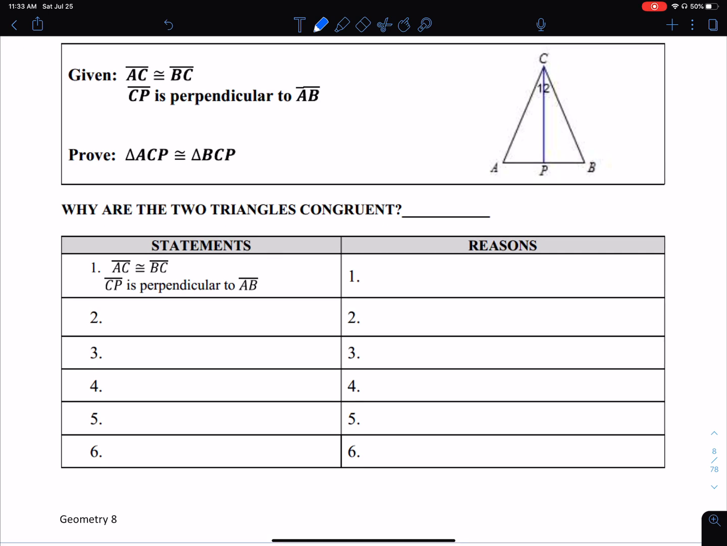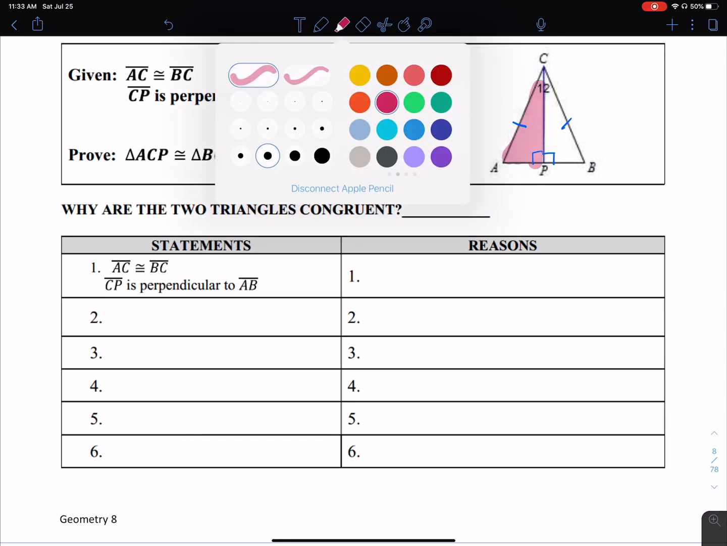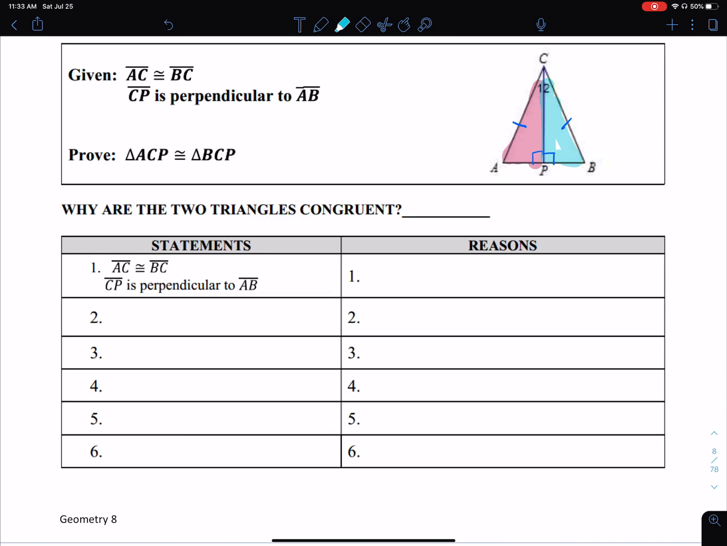All right, let's see if we can butcher this next one. Given segment AC is congruent to segment BC. The picture does not show that, so we are going to mark it. Next, we have segment CP is perpendicular to segment AB. Picture does not show that. We're going to mark it. We're trying to prove that this triangle is congruent to this triangle. So let's see what we can do.